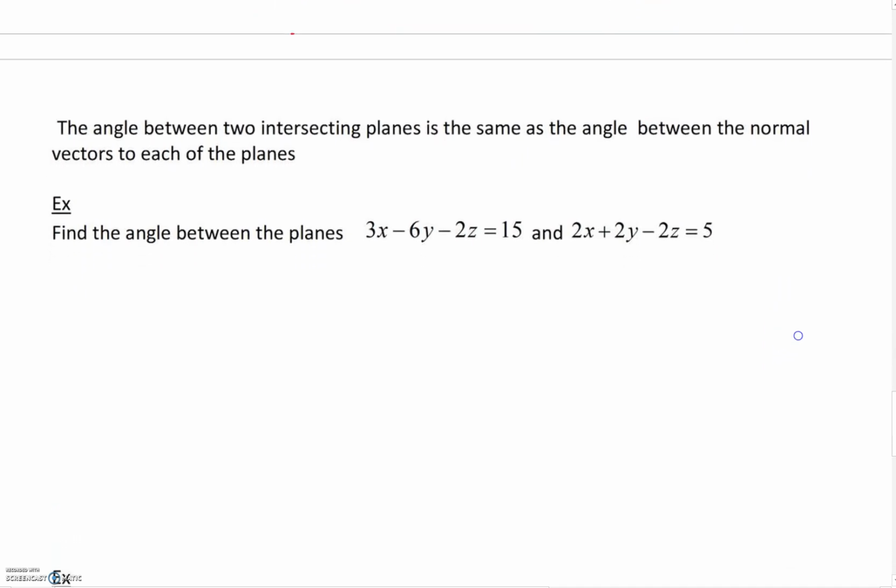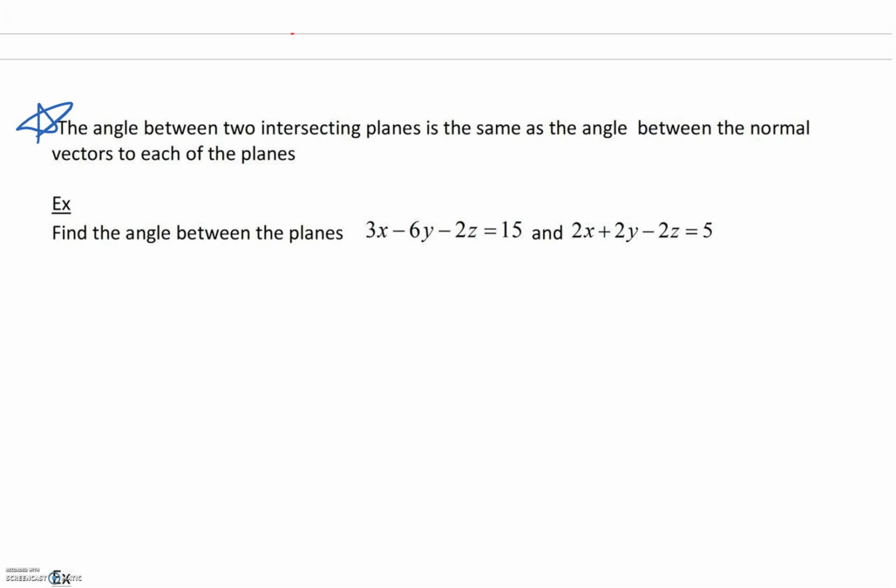Guys, as we're taking a look at this next example, it says the angle between two intersecting planes. The angle between two intersecting planes is the same as the angle between the normal vectors. And that's something you just want to memorize and know, and I think that can really help you out.